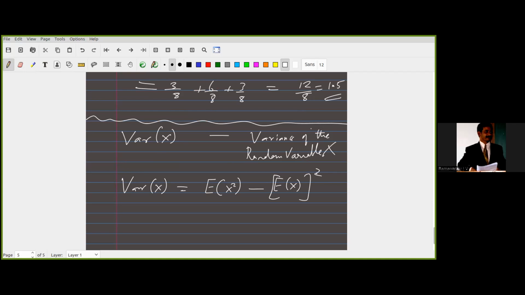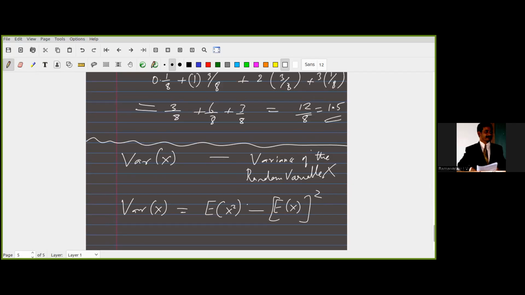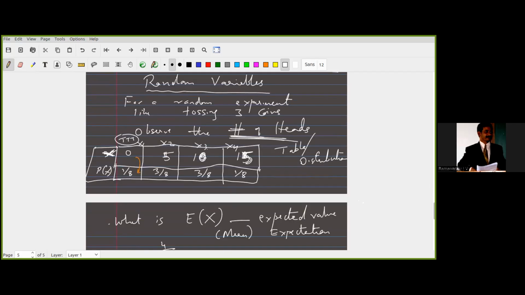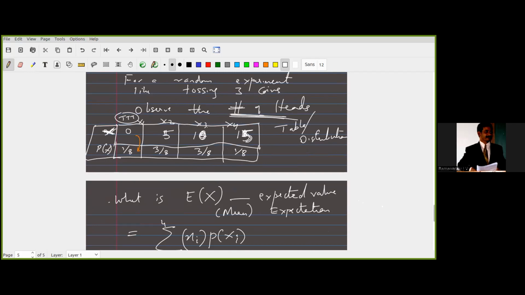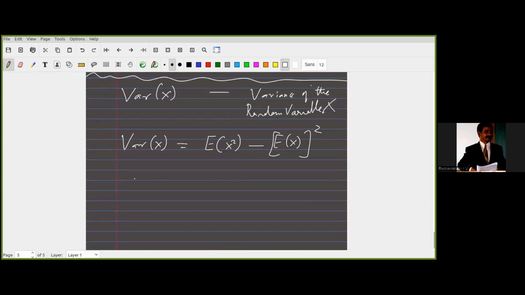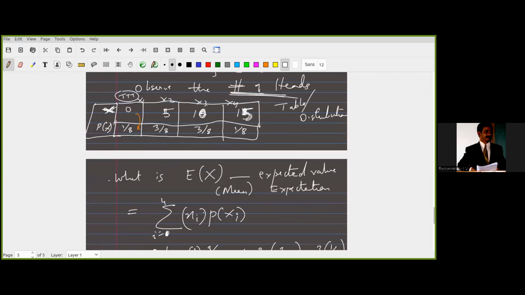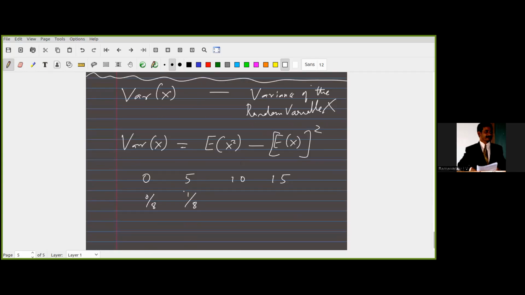Okay, so here there is one more layer to be added. Rather than taking only the expectation of X, you take the expectation of X square also. Suppose this was your random variable, so 0, 5, 10, 15, I'll write it again, 0, 5, 10, 15, and the probabilities were 1 by 8, 3 by 8, yeah. So one head is 3 by 8, 2 heads is also 3 by 8, and 3 heads is, I'm sorry, I made a mistake, it's 1 by 8.